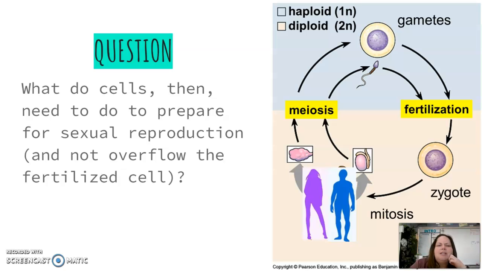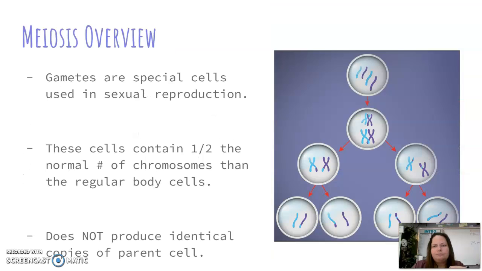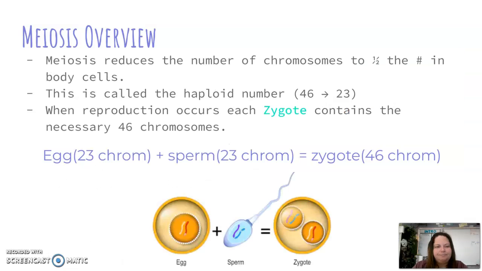Okay, so then the question is, what do cells need to do to prepare for sexual reproduction without overflowing the fertilized egg cell? Okay, that's where meiosis comes in. Gametes are the special cells used in sexual reproduction. Okay, that is the egg and the sperm cell. These cells contain half the normal number of chromosomes than the regular body cells. So that means that these cells are going to have 23 chromosomes. Okay, and they do not produce identical copies of the parent cell like we saw in mitosis. These cells are going to be genetically unique, which is a good thing.